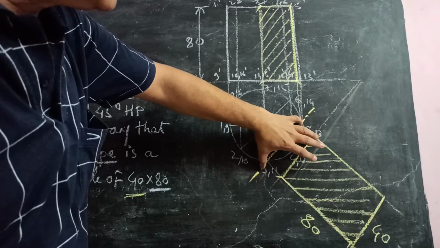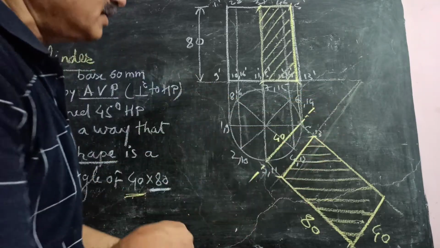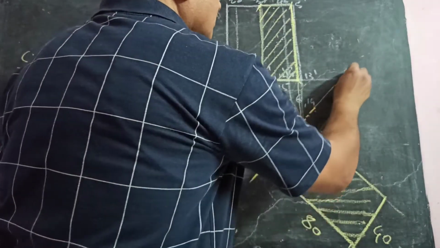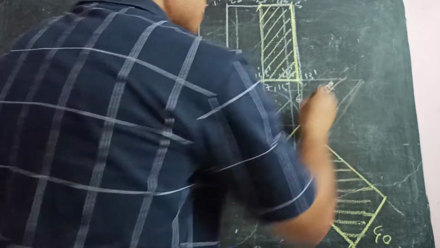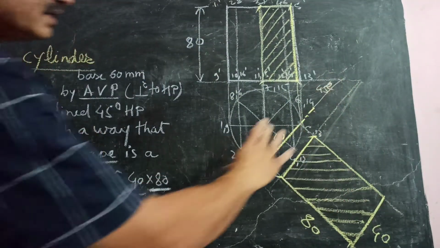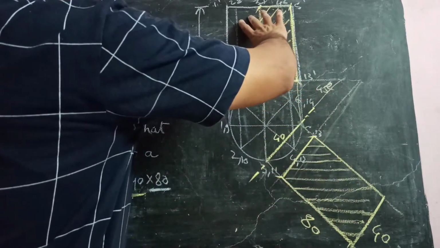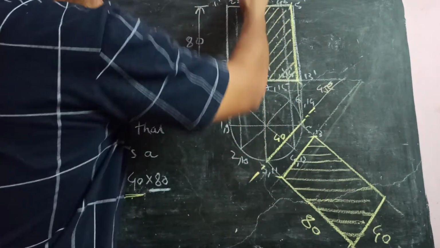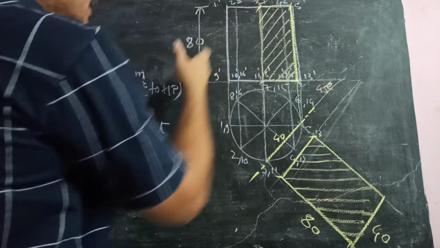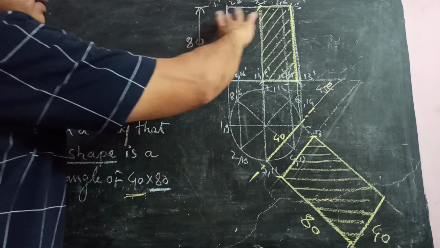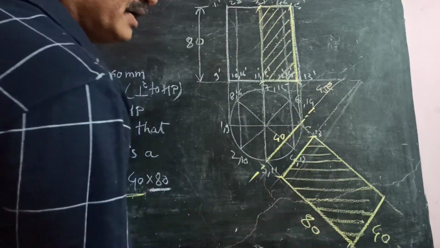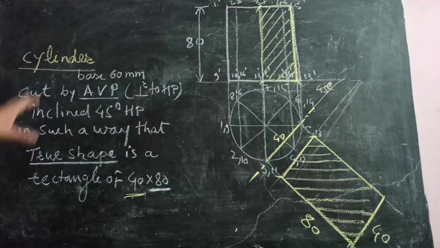So you can mark this 40 mm, 45 degrees inclined. This angle must be 45 degrees because it is given in the problem. And the length of this section plane line should be 40. The height, whatever you take, it may be 90, 70, whatever. In this problem it is 80, so the height of this is 80, so this will automatically be 80. So this is the solution for this problem.